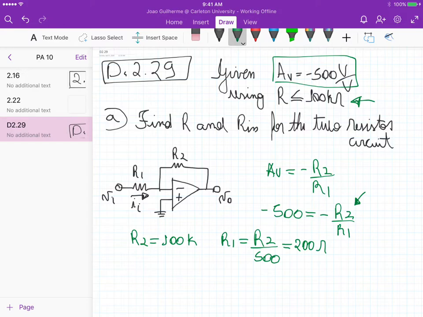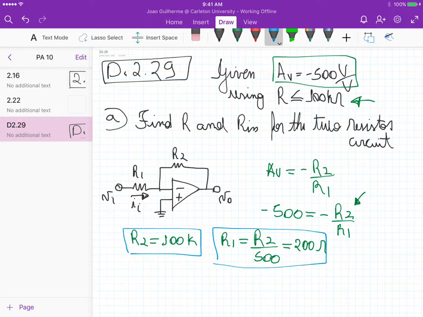ohms. Okay, so that's the first answer. R1 equals 200 ohms and R2 equals 100k ohms.